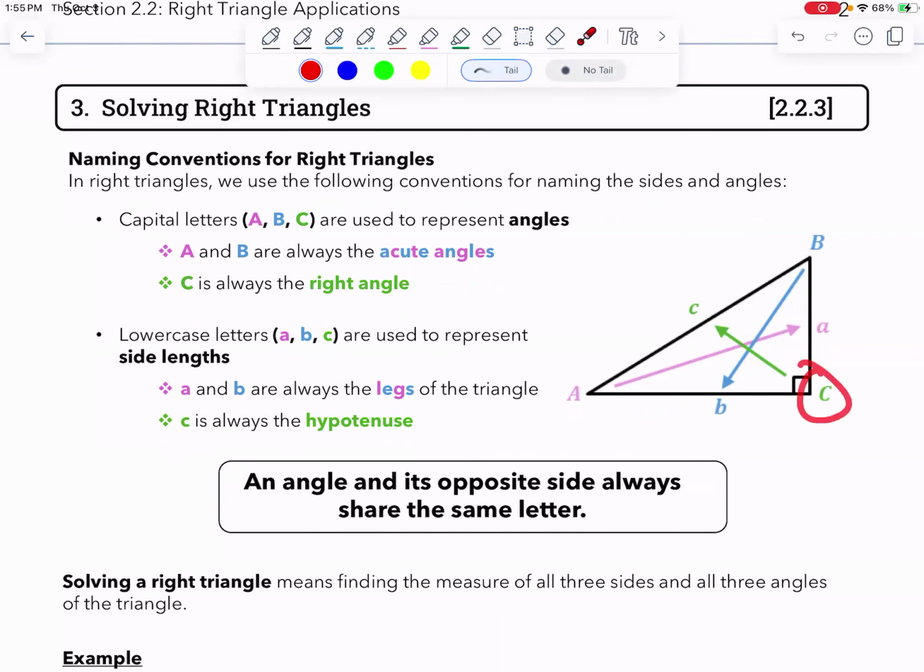Capital A, baby a. I say baby instead of lowercase because it's less words, and it makes me happy to say baby b. Capital C, baby c. Capital B, baby b. Capital A, baby a. So solving a right triangle, all that means is we find all three sides and all three angles.